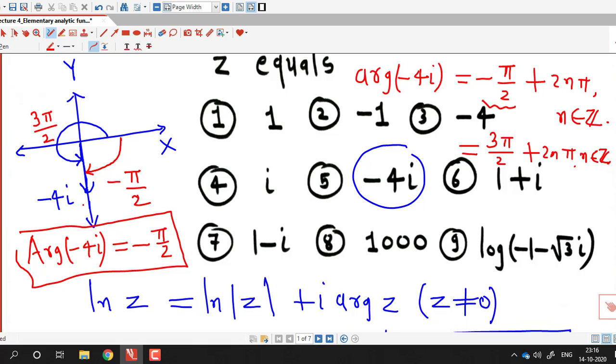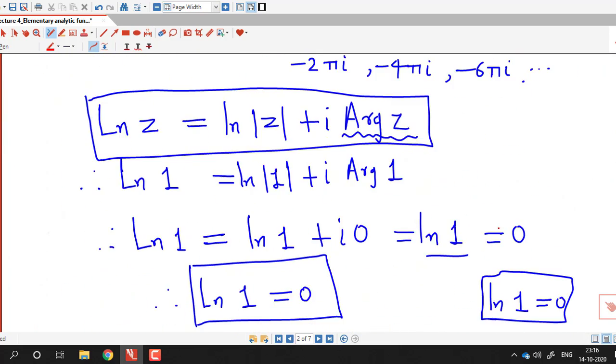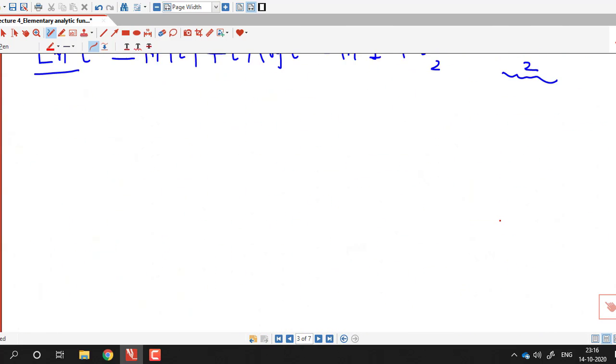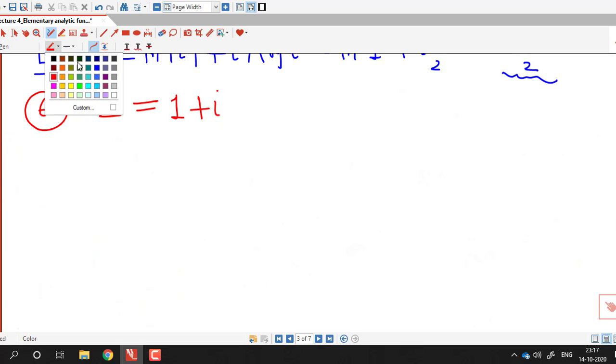Using these values of the argument of minus 4i, you can easily find the general logarithm as well as the principal logarithm of minus 4i. I am not doing this, it is for homework. Next one is 1 plus i. So we try for z equal to 1 plus i.